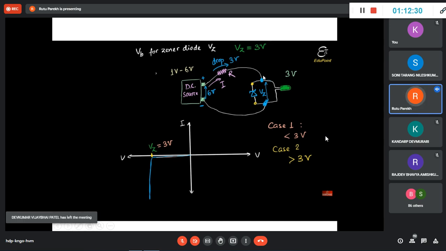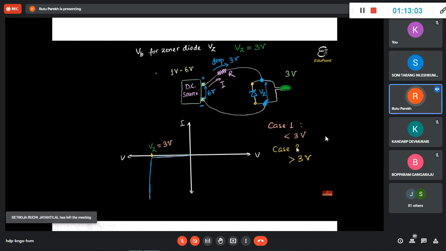It is running. Once it climbs above that, 3.1 is also fine. It will still be on. But let's say 4 volt, 5 volt, in that case this Zener will start conducting, and whatever the voltage here is, it will still be 3 volt. What will change is the I here. So here 6 volt, here 4 volt, what will change is I. This will remain 3 volt only. At exactly 3 volts, the current will be 0, right, ma'am?